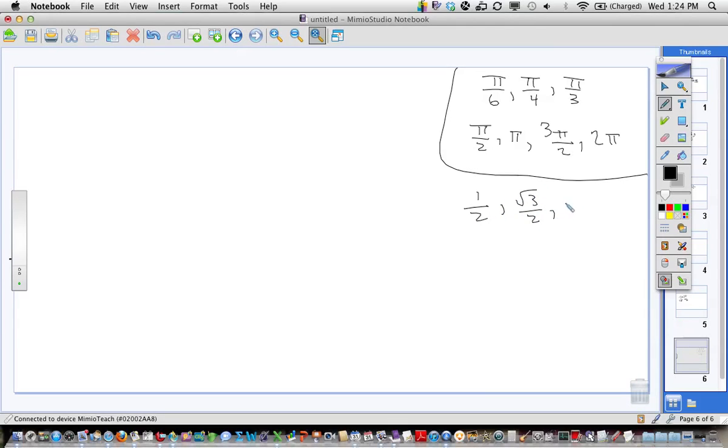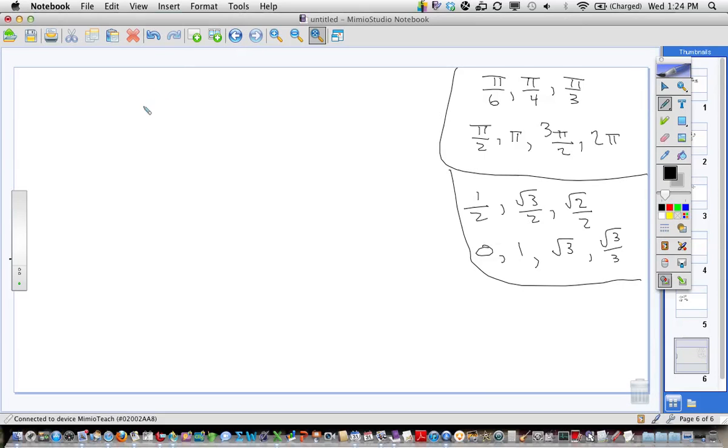And then these would be the values you would also be on the lookout for. What's another one? Root 2 over 2. 0, 1, root 3 if you get into tangent. You could have root 3 over 3 if you get also into tangent, I think. So we want to be thinking about some of those values. These would be the ones we'd be on the lookout for.